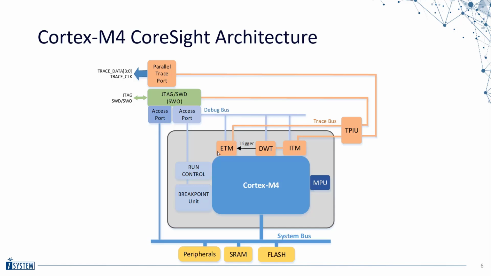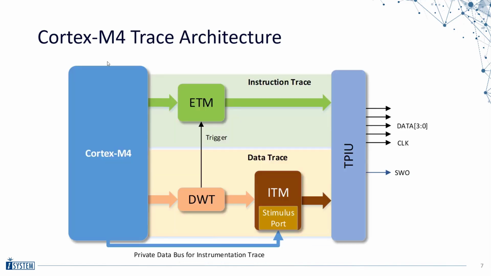Now moving to the trace modules: ETM, embedded trace macrocell; DWT, data watchpoint and trace; and ITM, instrumentation trace macrocell. Basically these modules generate trace data which goes through the TPIU, trace port interface unit, to the output port. In most Cortex-M4 based microcontrollers, we have two types of output ports. One is parallel and the second one is called SWO, that is serial wire output.